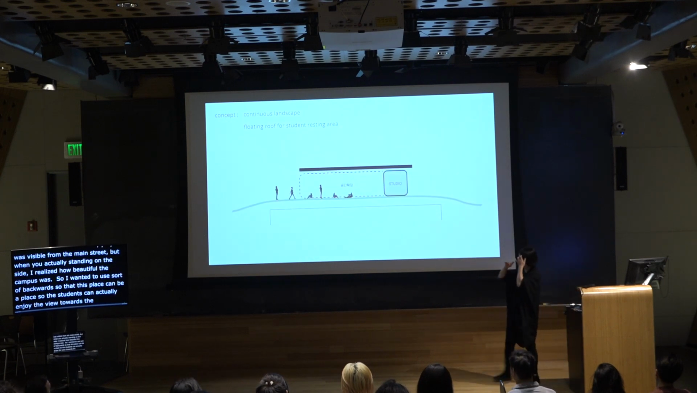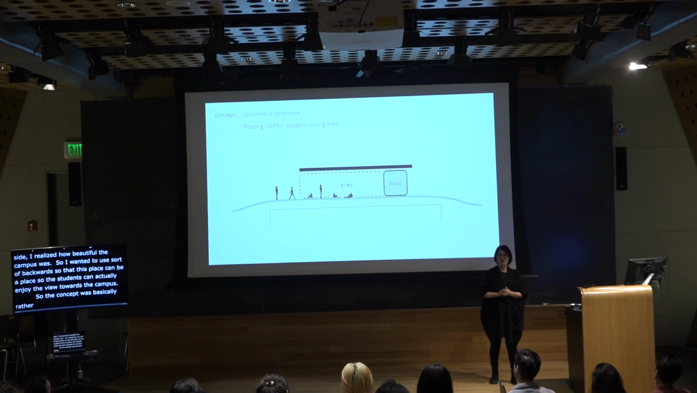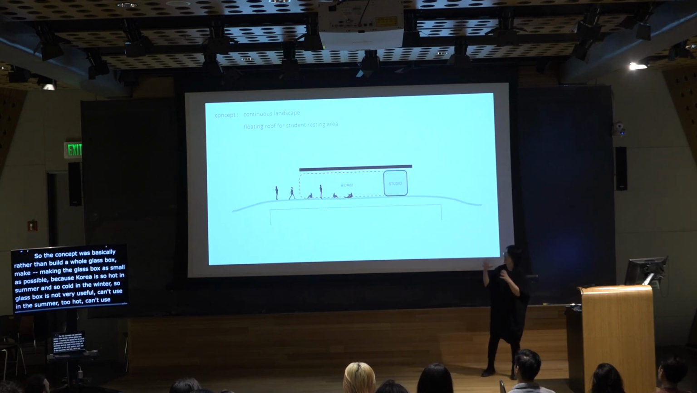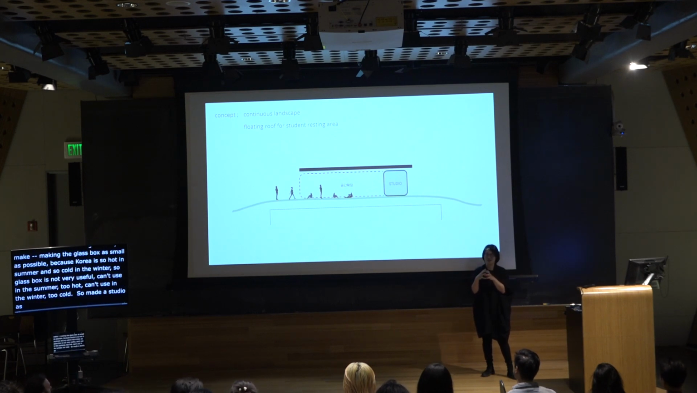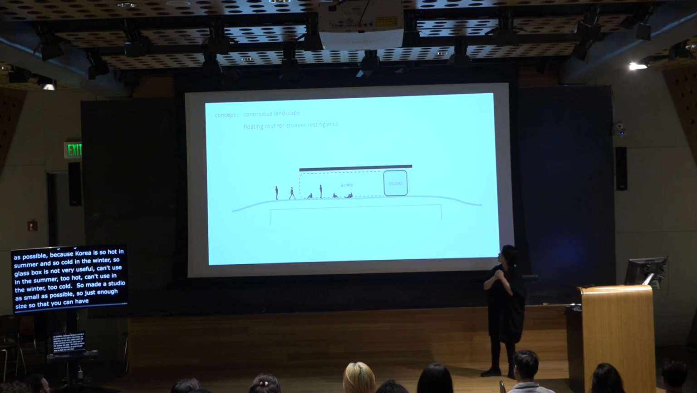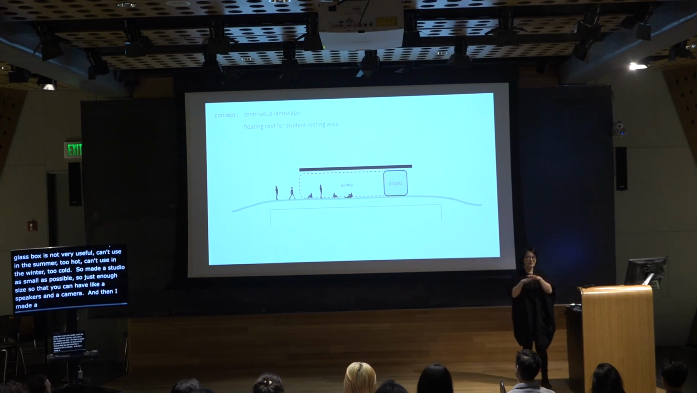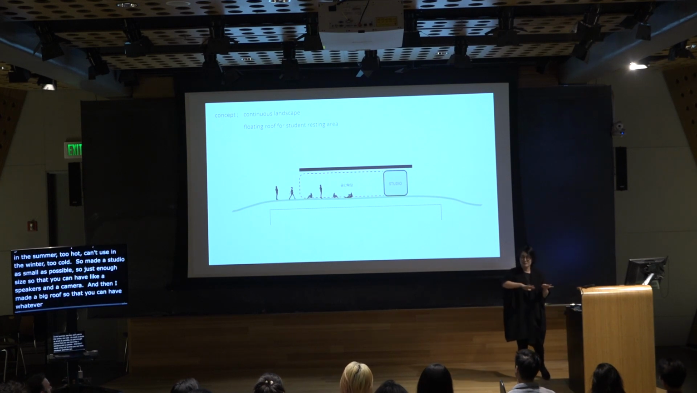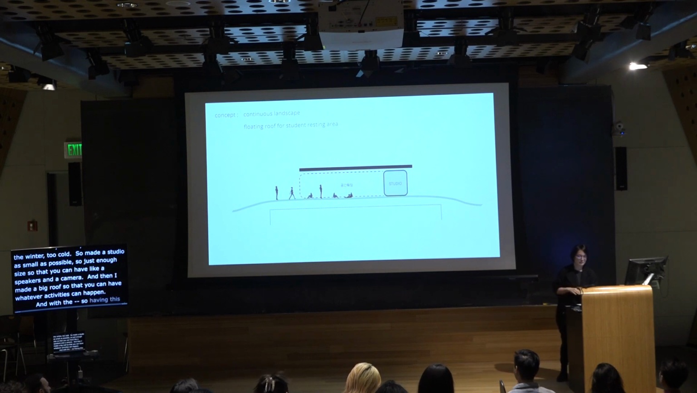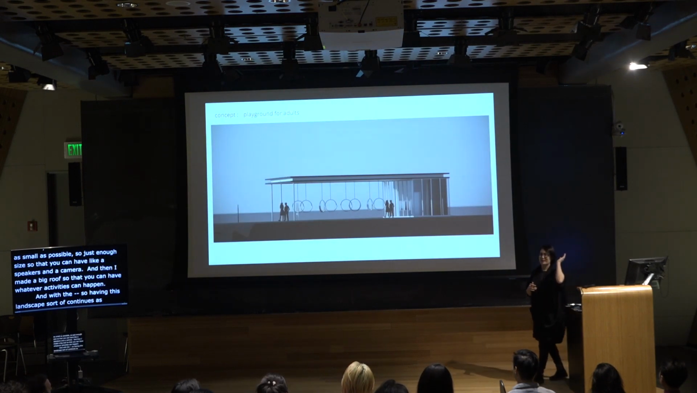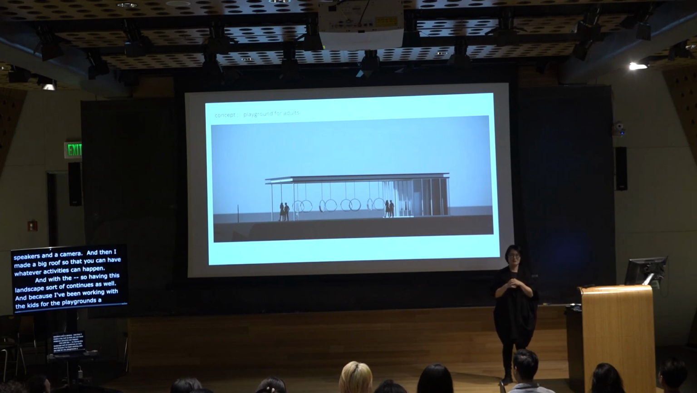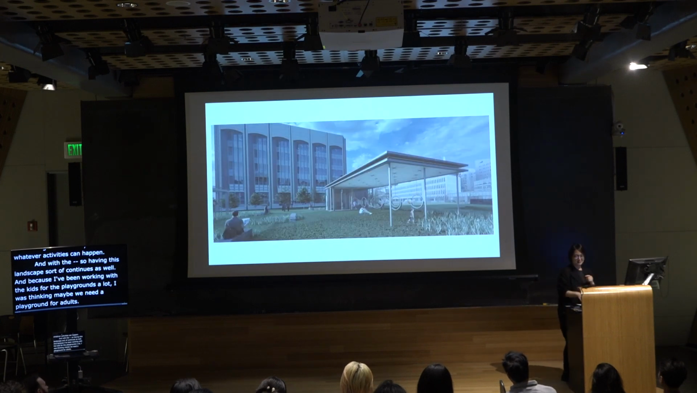So the concept was basically, rather than build a whole glass box, making the glass box as small as possible, because Korea is so hot in summer and so cold in winter. So a glass box is not very useful. Can't use it in the summer, too hot, can't use it in the winter, too cold. So I made the studio as small as possible, just enough size so that you can have speakers and the camera. And then I made a big roof so that whatever activities can happen, and with it, having the landscape continuous as well. And because I've been working with kids on playgrounds a lot, I was thinking maybe we need a playground for adults. So I came up with this idea of the ring swing.